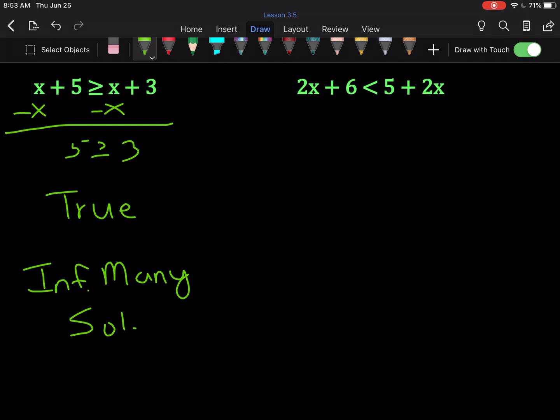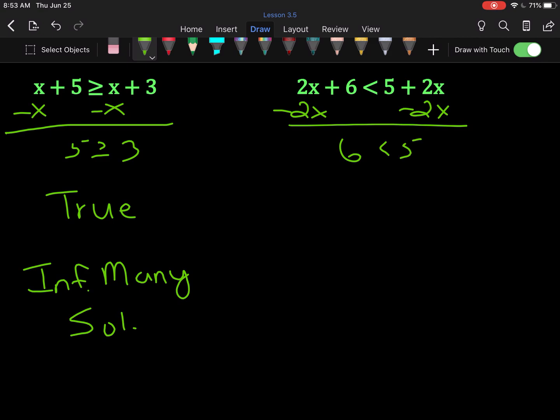Conversely, on this next guy, first step would be to bring all the variables to the left side. So we're going to take the 2x over here on the right and subtract it. 2x minus 2x is nothing, so we will have 6 is less than 5. That, of course, is not true. 6 is not less than 5. That means there are no solutions.